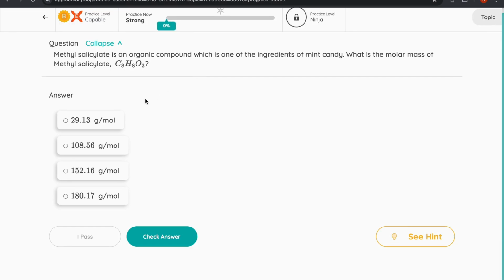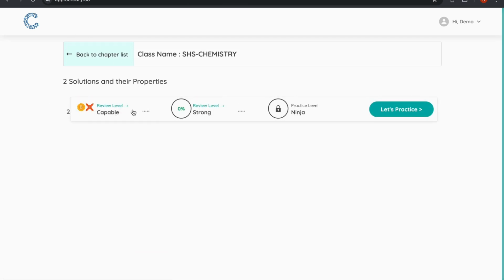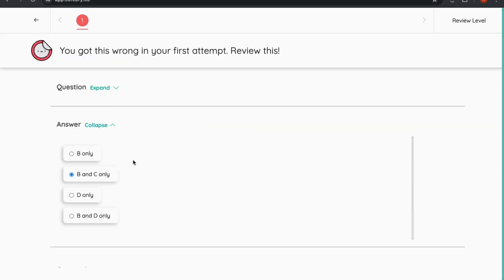Since the system has explained each step of the complex question, now the system wants the student to give a try for a similar question to check their understanding of the concept. Students can also check the answers they have given in the first attempt using the review level.